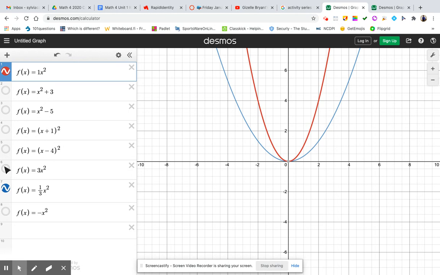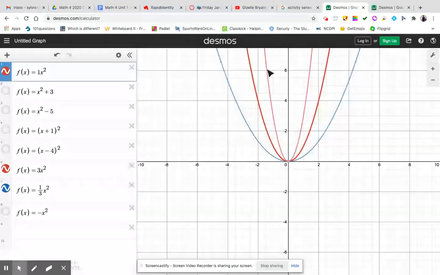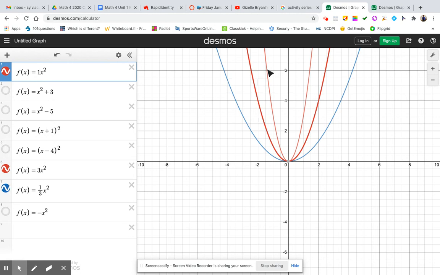So if I activate both of these at the same time, the one here that my mouse is hovering over, that's the one that's a 3. So anything greater than 1 is going to pull it in. It's going to be a vertical stretch. Anything between 0 and 1, so fractions, is going to pull it apart and it's going to be wider.